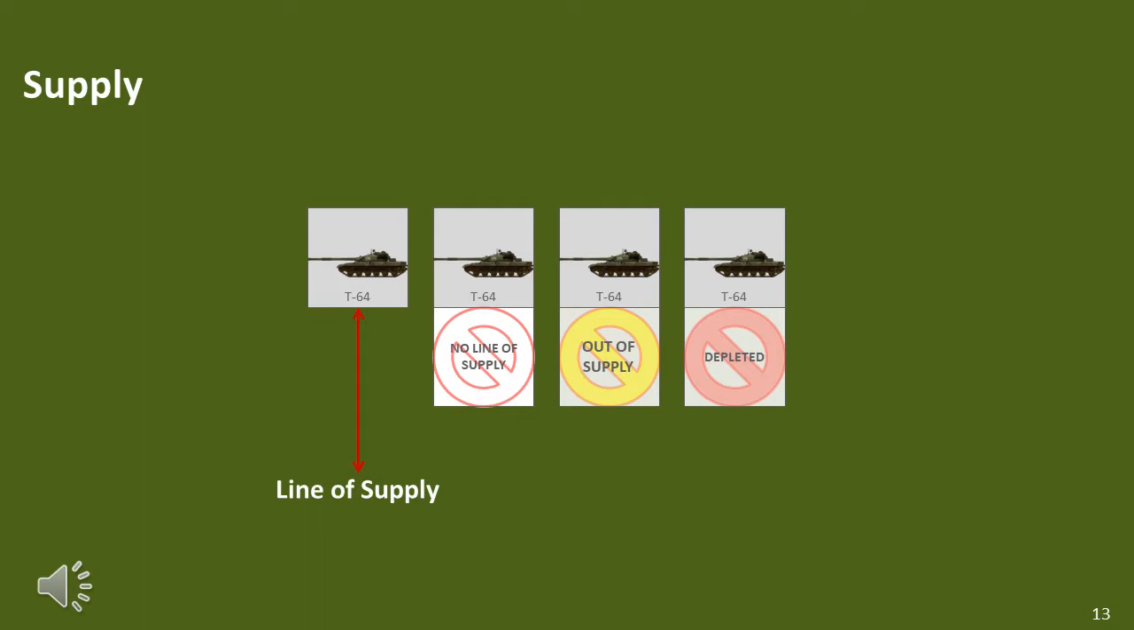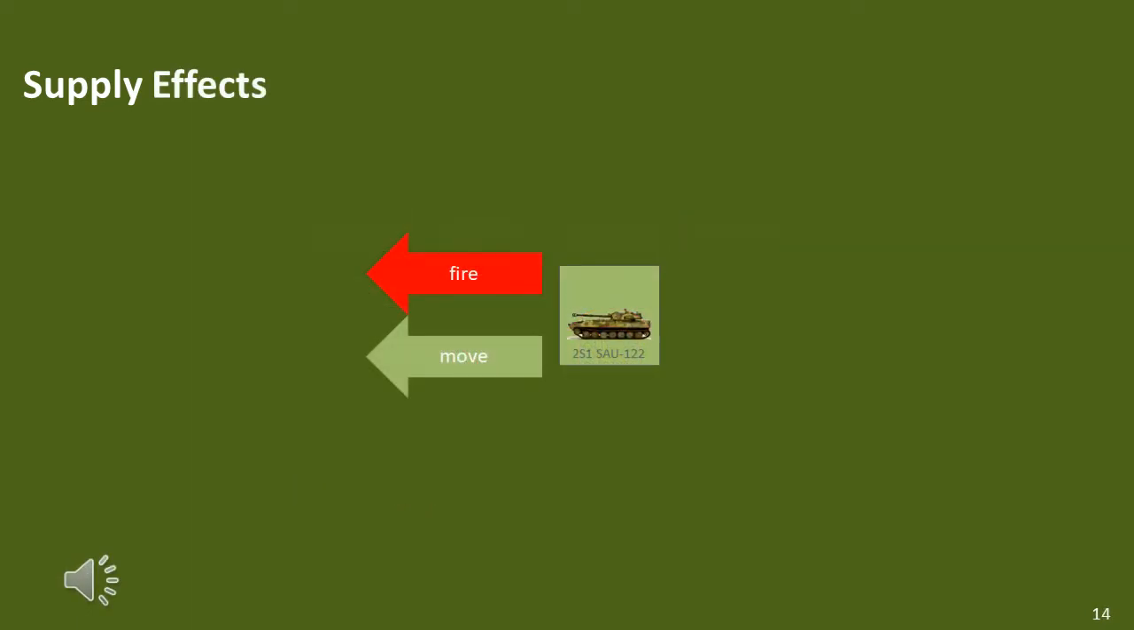An element has four basic supply states. It has a line of supply, it has no line of supply, it is out of supply, and finally it's depleted. This is determined during the supply subphase of the phasing command phase. Once determined, this supply state remains until the following phasing supply state. The supply effects depend on the supply state an element is currently experiencing. If it has a line of supply, it can move and fire normally.